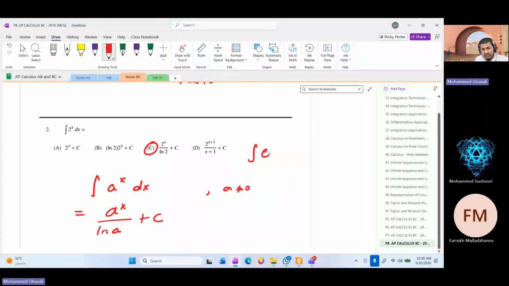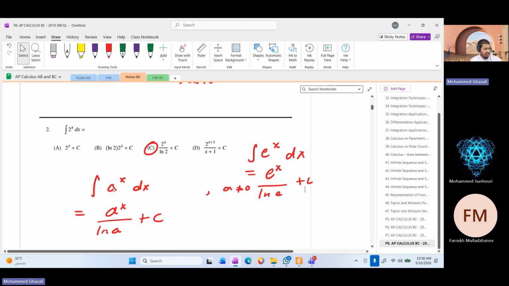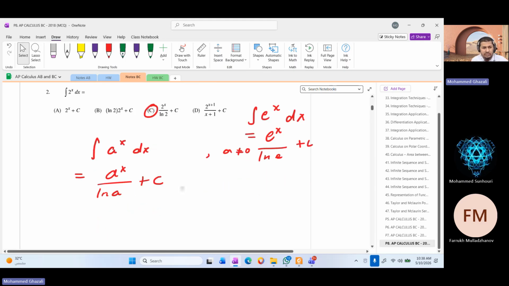Remember, the integral of e to the power x dx is the same as e to the power x over ln e plus c, but ln e is 1. So that rule applies to all a to the power x functions, all exponential functions.